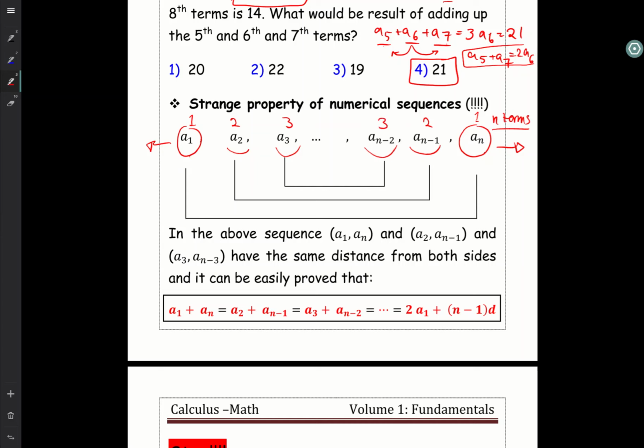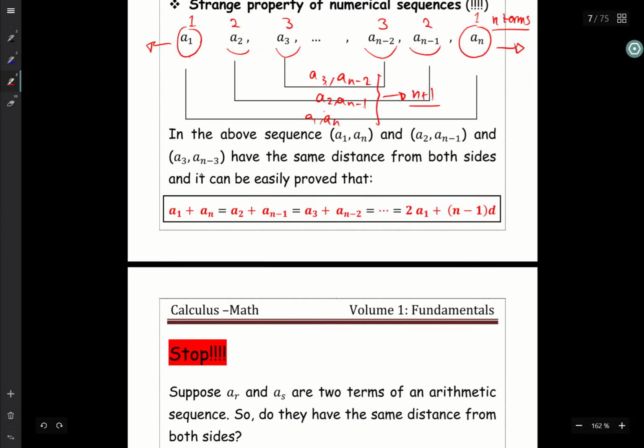Now, the interesting thing is that we call these pairs a1, an, a2, an minus 1 equidistant pairs. And by the exact property that we just discussed, the sum of their indices pair by pair, a1 and an, a2 and an minus 1, a3 and an minus 2, are all n plus 1. And because the sum of the indices of these pairs are the same, the sum of the terms are also the same.